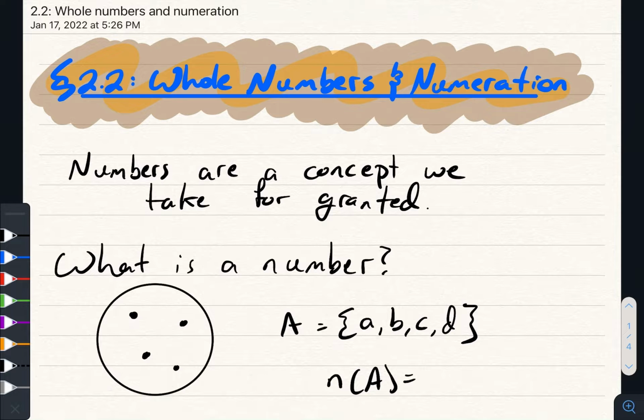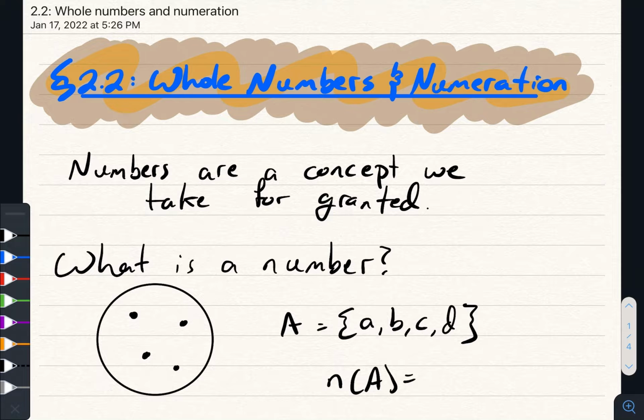Numbers are a concept that we take for granted, first and foremost. We use numbers in our everyday life all the time. We hardly ever actually stop to think about what they are, what really is a number, and what sort of properties our number system has that we take for granted, and so on and so forth. So, what really is a number?